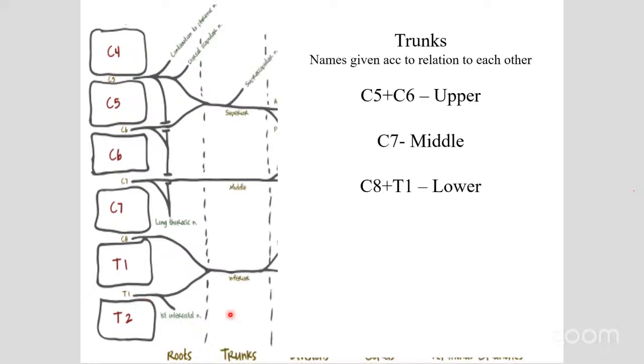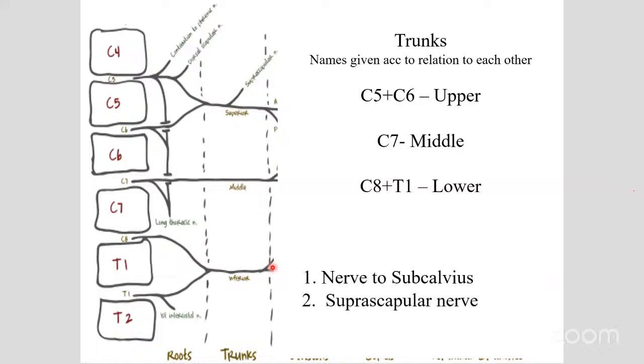Moving on to trunks, the names are given in relation to each other: the superior, middle, and inferior trunk, or upper, middle, and lower trunk. The upper trunk is formed from a combination of C5 and C6. C7 alone gives rise to the middle trunk, and C8 and T1 combine to form the lower trunk. The branches which come from the trunks are the nerve to subclavius and the suprascapular nerve.